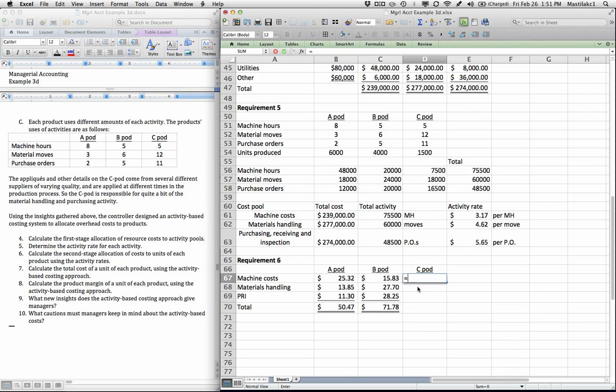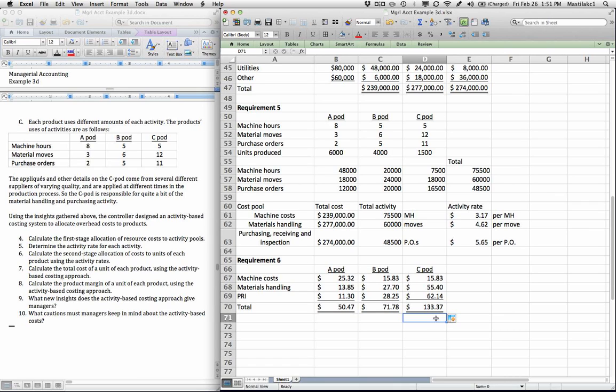And for the C pod, again the same thing, 5 machine hours times $3.17 per machine hour. For materials handling, 12 material moves times $4.62 per move. And for purchase orders, 11 purchase orders times $5.65 per purchase order. And the total overhead cost for a C pod is now $133.37.